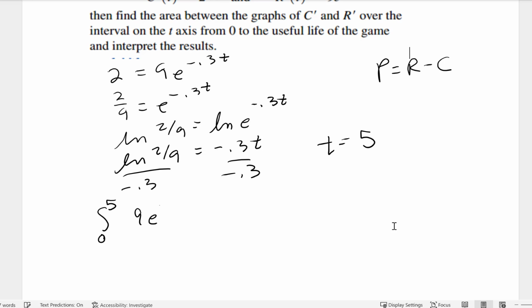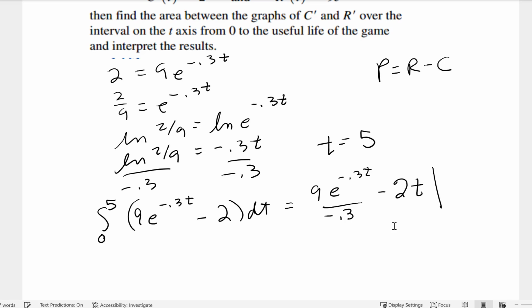So I have 9e to the negative 0.3t minus the cost, which was just 2. And this time we want to say dt because that's our variable. So we're looking at time. When I integrate, I'm going to use that trick. 9e to the negative 0.3t, I divide by negative 0.3, minus, this will be just 2t. I put in 5, I put in 0.